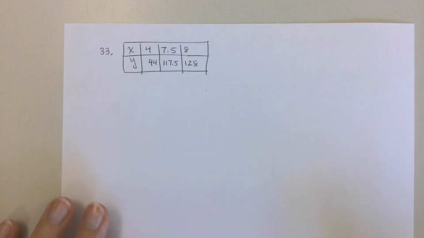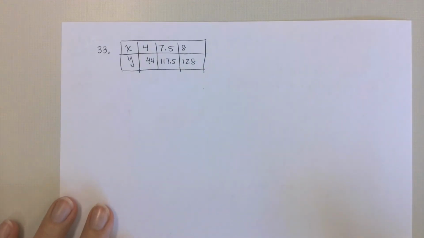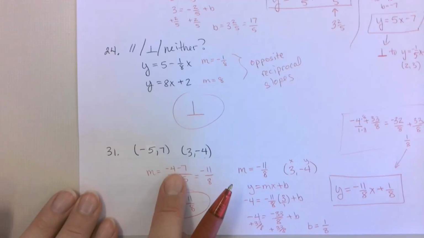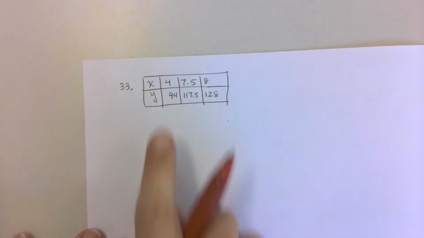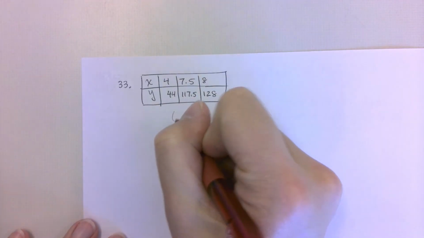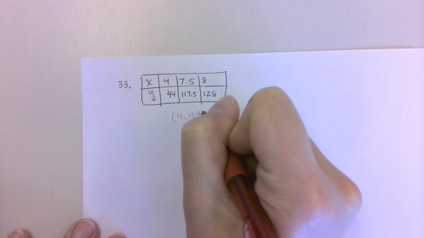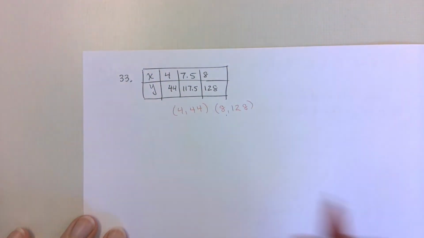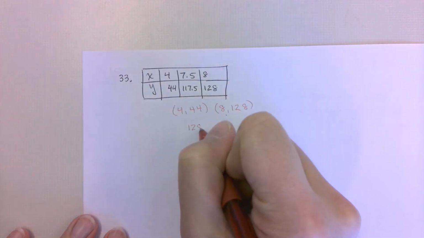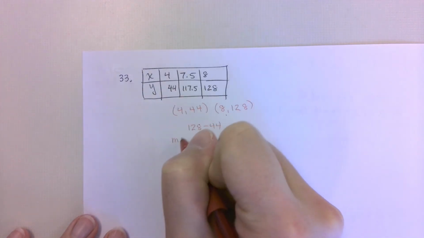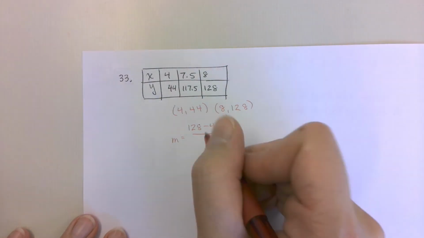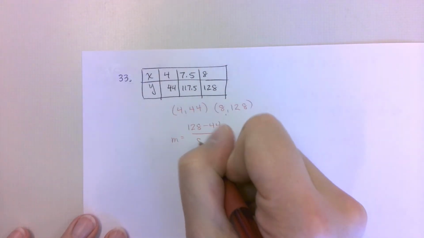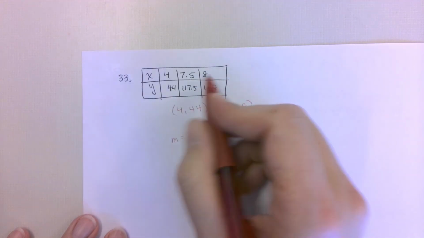In number 33, they gave us a table of values. I can find the slope a couple different ways, but I'm going to do number 33 exactly like I did number 31. If this is a linear relationship, I can pull any two ordered pairs. I'm picking 4, 44 and 8, 128. So I would take 128 minus 44 to find my slope, and then 8 minus 4. Y's over x's, change in y over change in x.